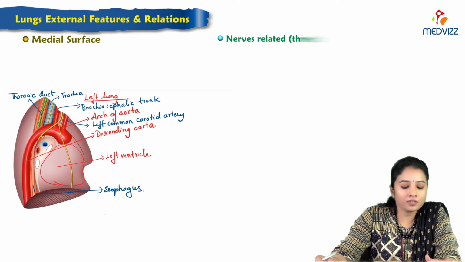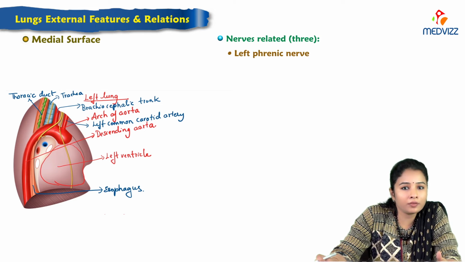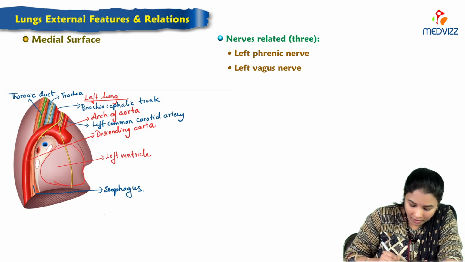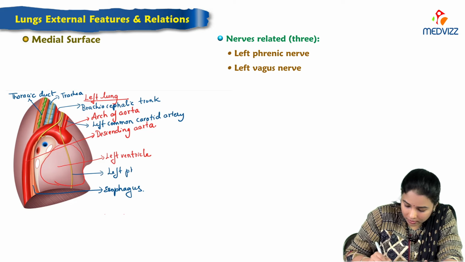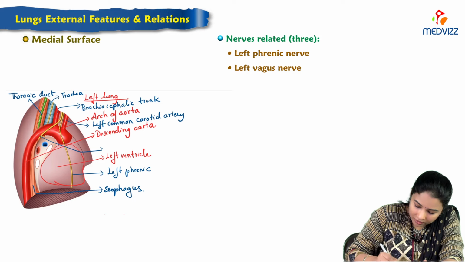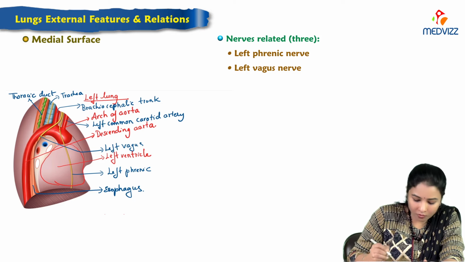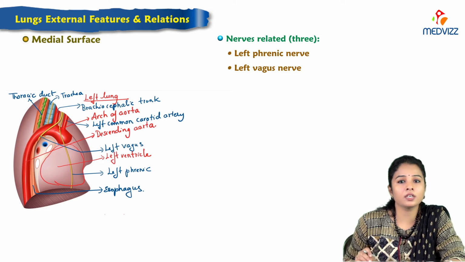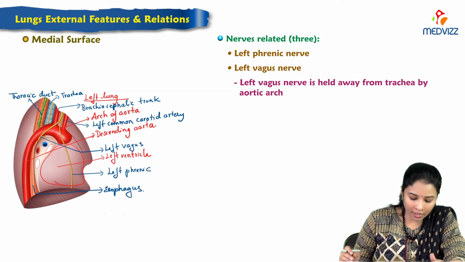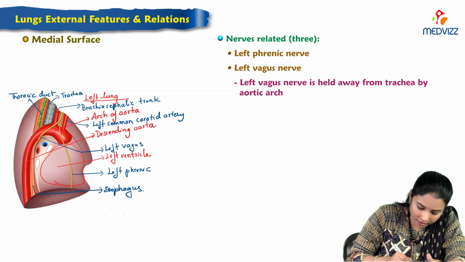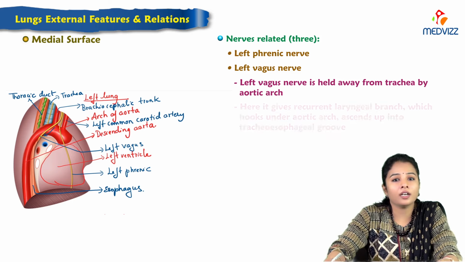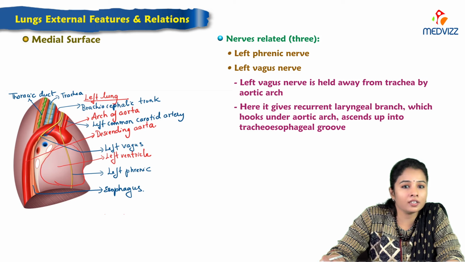The nerves related are three nerves. First is the left phrenic, and the left vagus. This thick nerve is the left vagus, which forms the esophageal and cardiac plexus. The left vagus is the nerve which is held away from the trachea by the aortic arch. So you can see the left vagus, held away from the trachea by the aortic arch, and here it gives off a recurrent laryngeal nerve.